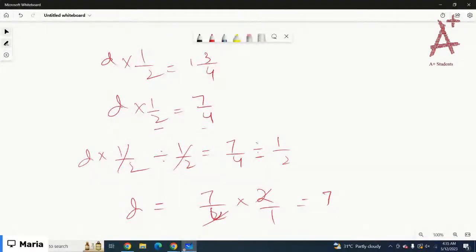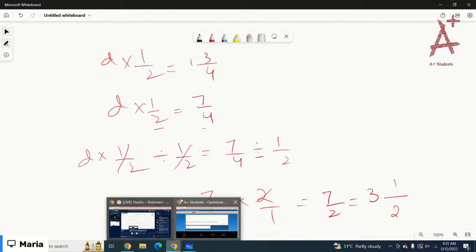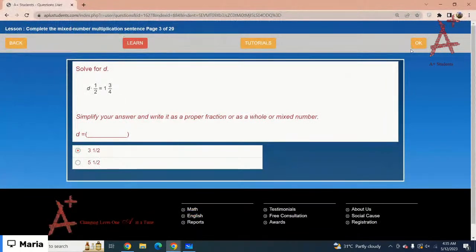Oh, here you have 4. 2 times 2 is 4. So it would be 7 over 2. And when you divide it, it would be 3 whole 1 over 2. The correct option is 3 whole 1 over 2.